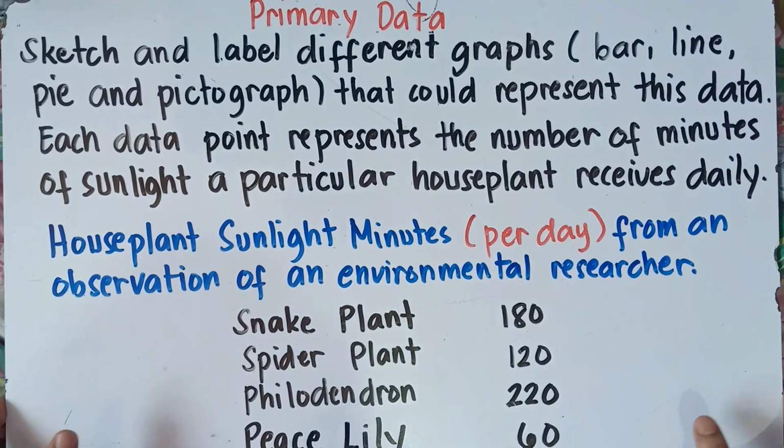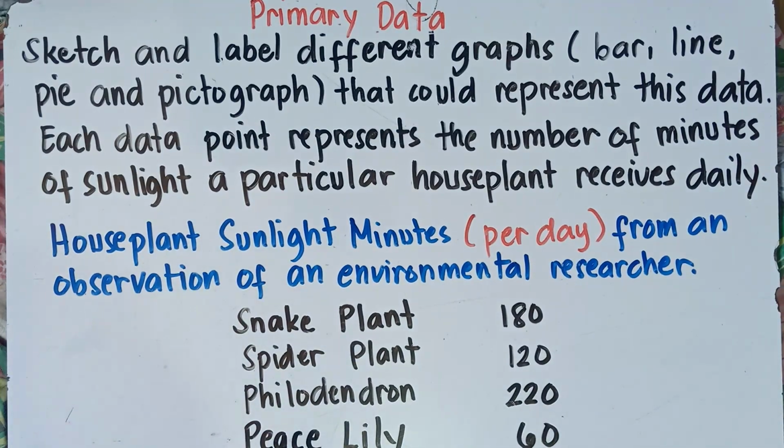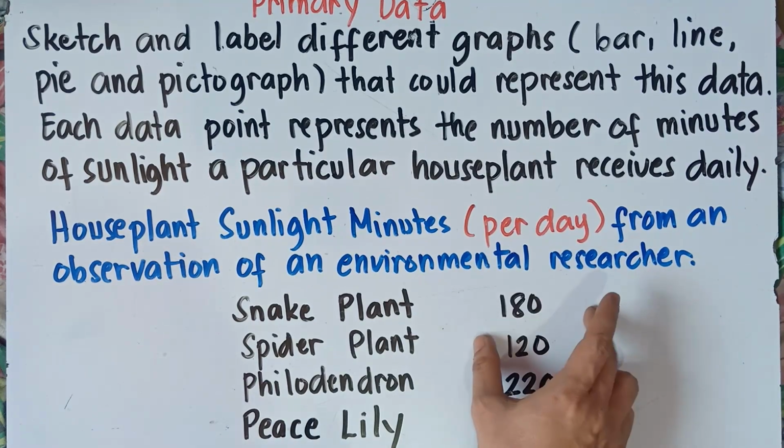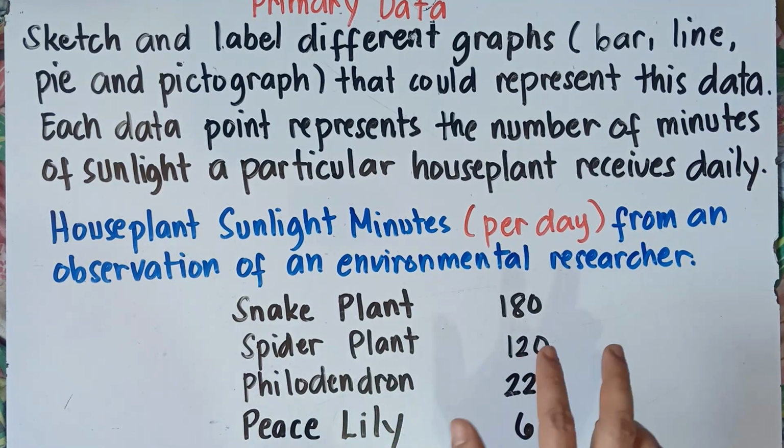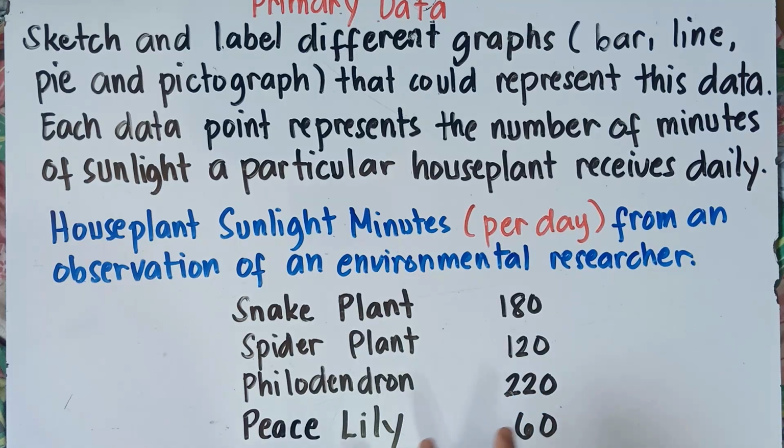We have given houseplant sunlight minutes per day. Snake plant, that would be 180 minutes per day. Spider plant, 120 minutes per day. Philodendron, 220 minutes per day. And then peace lily, 60 minutes per day. So we're going to graph this one class and then we're going to interpret the data.